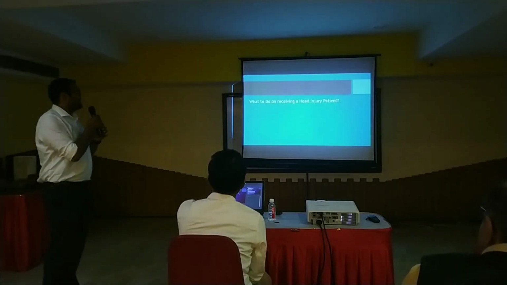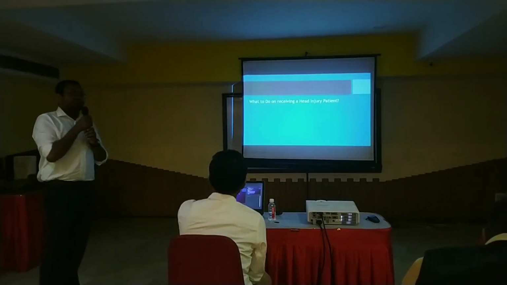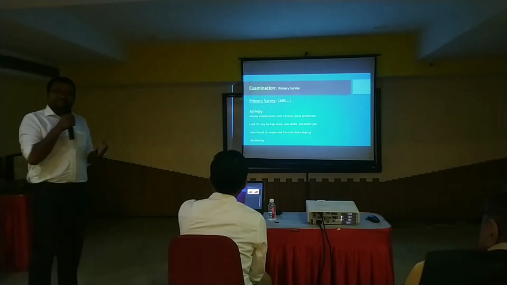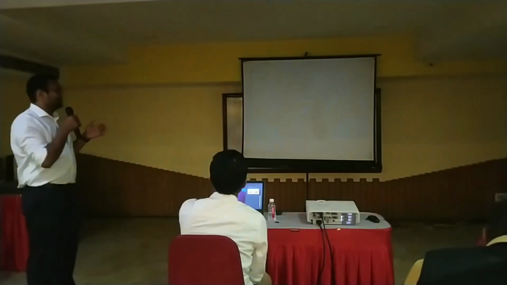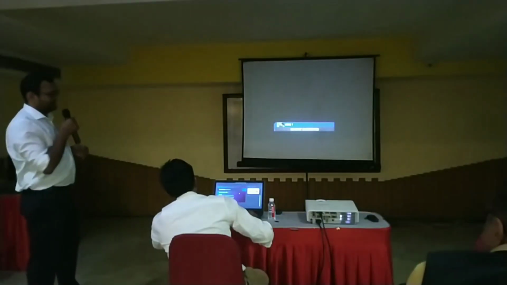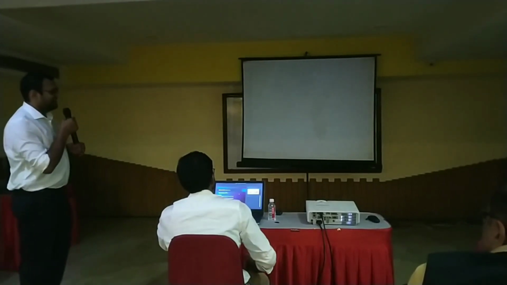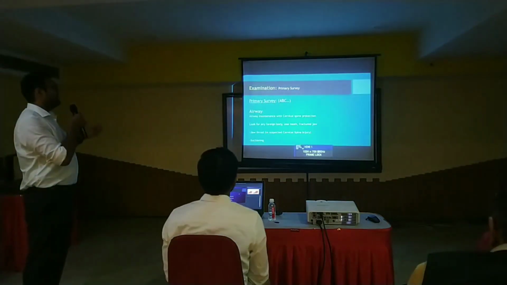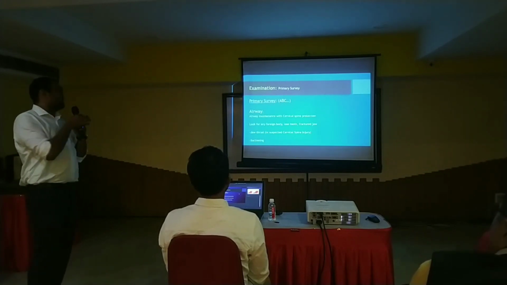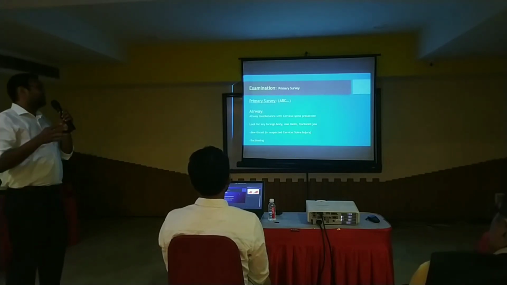So coming to the practical point, what to do on receiving a head injury patient. As with all medical and surgical emergencies, we have to follow the ABC protocol. First, we have to take care of the airway. In the airway, we have to see whether there is any foreign body, or look for any loose tooth or fractured jaw. First of all, we have to maintain the airway while taking care of the cervical spine protection also.